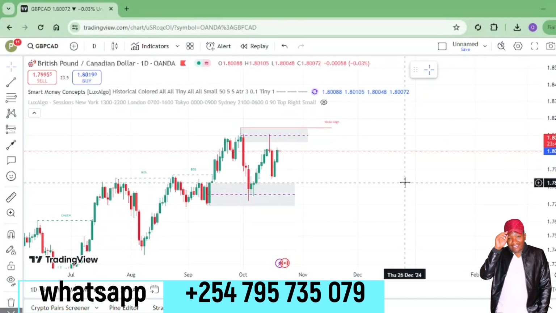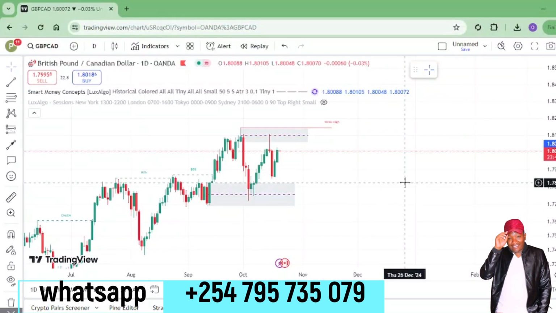50% divided. Understand? Because when you want to get a sniper entry using a fair value gap, the market sometimes does not fill the entire gap. It fills 50% of the fair value gap. That's one secret on trading fair value gaps.